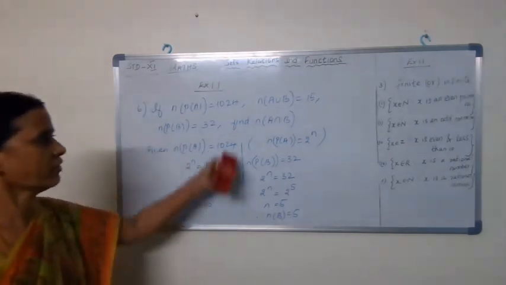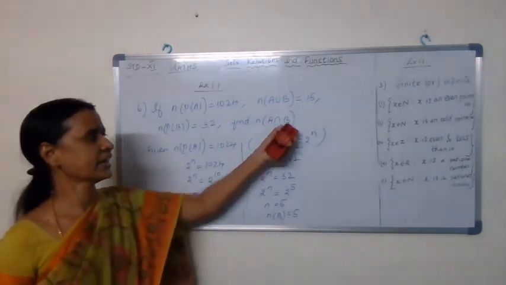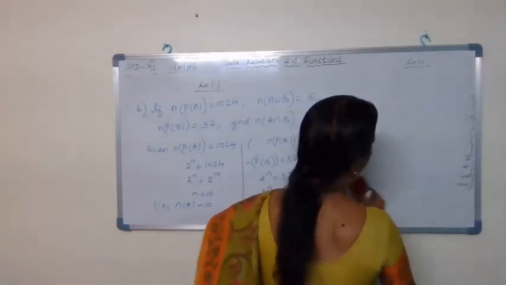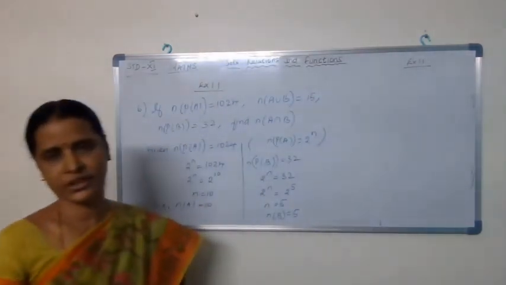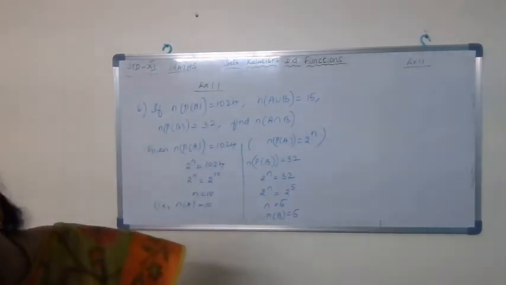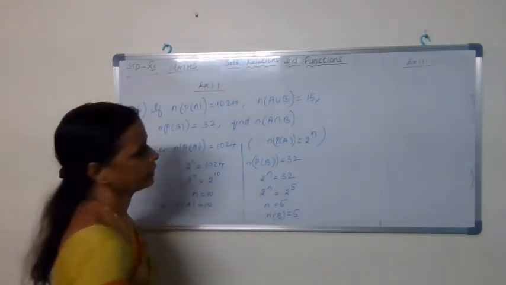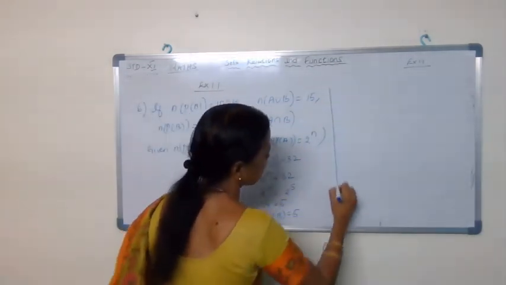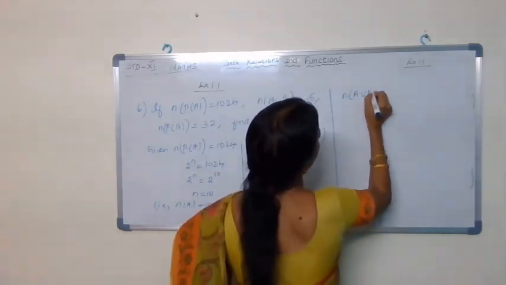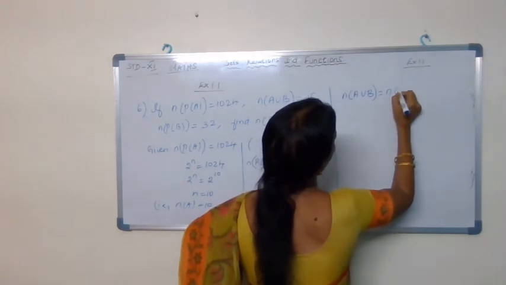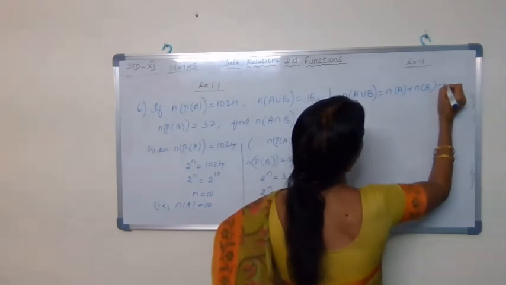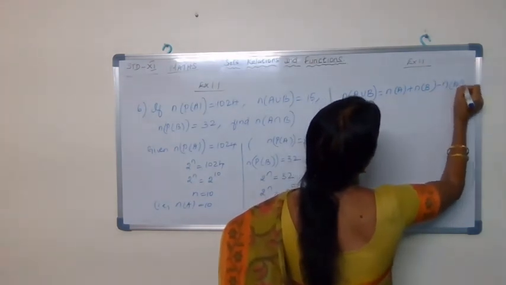What do you have to find out? Find n of A intersection B. How do you find n of A intersection B? We have one formula: n of A union B is equal to n of A plus n of B minus n of A intersection B.